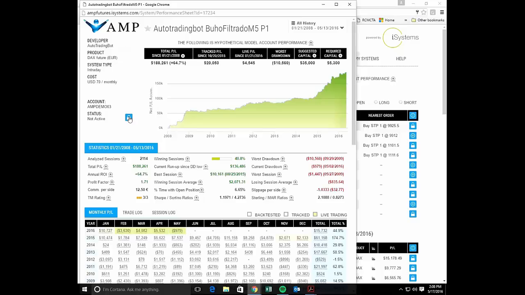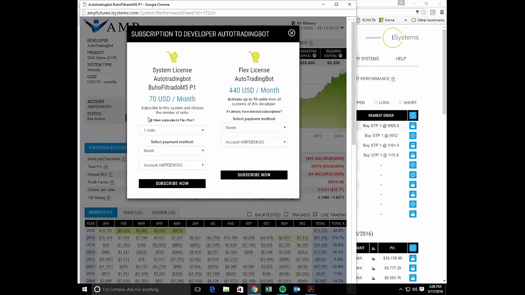So let's say we decide we want to trade this system. It's a two-step process for you. You want to unlock the system. You want to buy the lease. So here you're going to agree to pay $70 a month. You can pick the number of units. They also have a flex plan. And so as you trade more units, we bring down the cost. So instead of paying $700 for 10 units, you'll pay $440. So here I want to trade 1 unit. I'm going to subscribe to it.